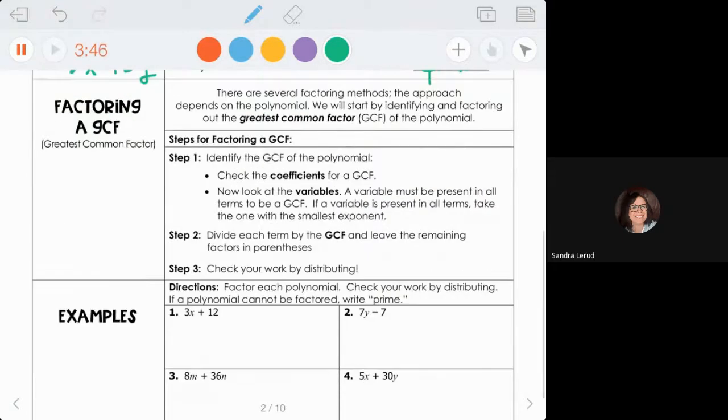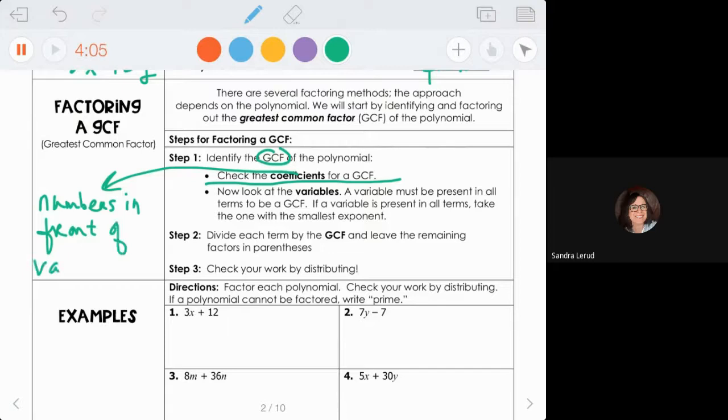So our steps for factoring are we have to identify that GCF. What is the biggest number that I can pull out of the coefficients? The coefficients are the numbers in front of the variables. For example, 5xy, the coefficient is the 5.